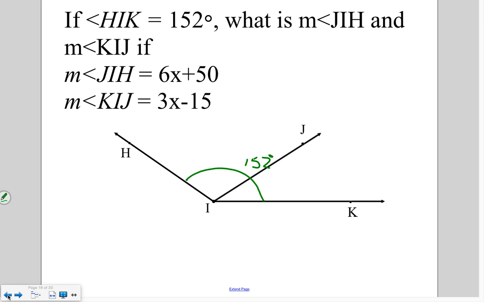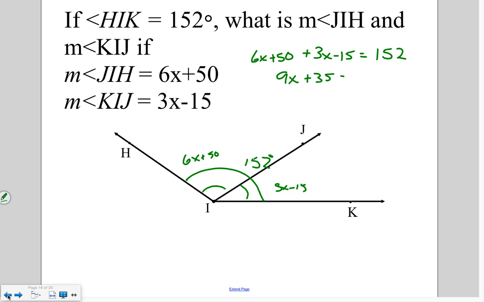Okay? Using angle addition, yep, we are talking about these two expressions here. So we got JIH is 6x plus 50, and KIJ is 3x minus 15. Let's use angle addition to set them equal to 152. 6x plus 50 plus 3x minus 15 equals 152. Combining my like terms, I get 9x plus 35 equals 152.